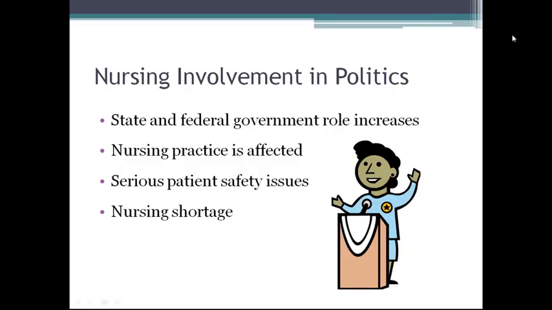Nursing involvement in politics is important because state and federal governments play an increasing role in healthcare delivery systems, workforce, and nursing practice. Nursing practice is directly affected by political action with policy development. Evidence of serious patient safety issues is in the national media and has become a major debate. And national attention to the nursing shortage has definitely intensified.